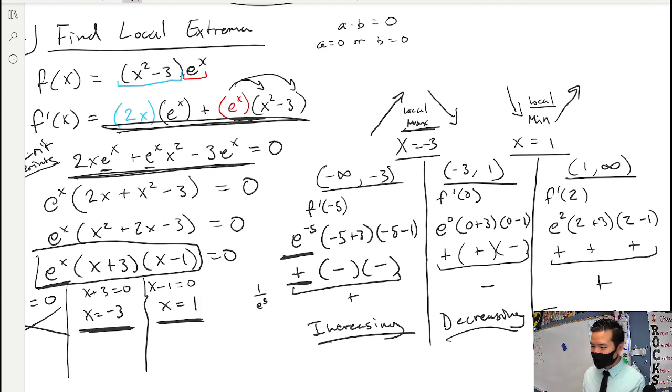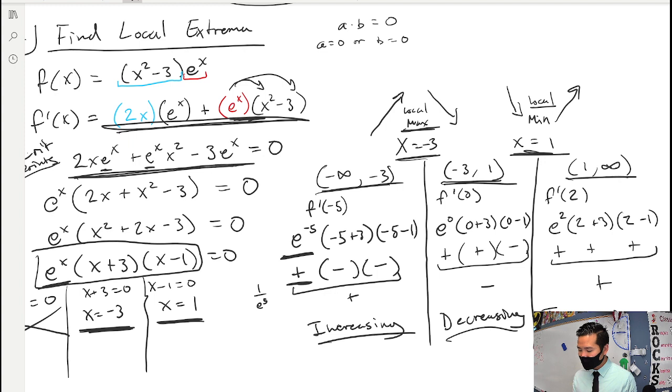How do you feel about this whole finding if the function's increasing, finding if the function's decreasing? Wait, so how would the graph look for this? Let's take a look. It kind of looks like a cubic almost, but probably a little bit different. I do know it's increasing on this interval, decreasing on this interval, and increasing on that interval. We have critical points here and here.